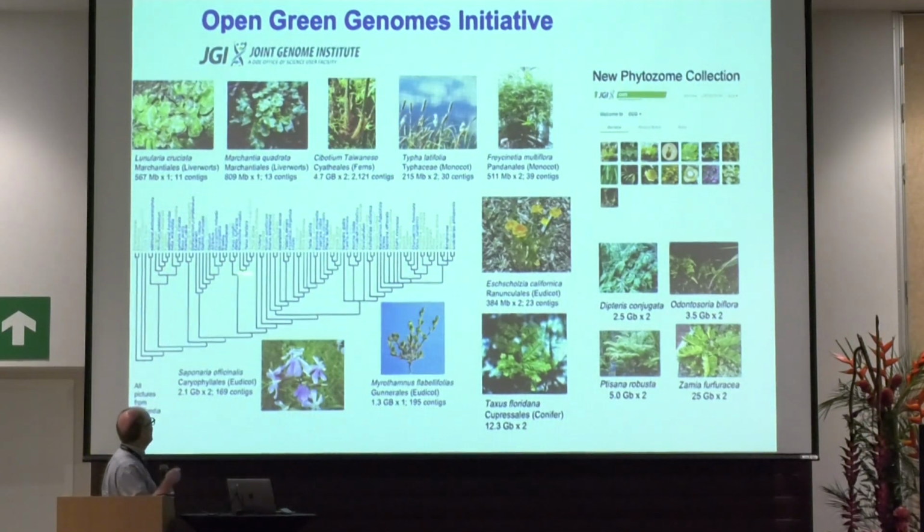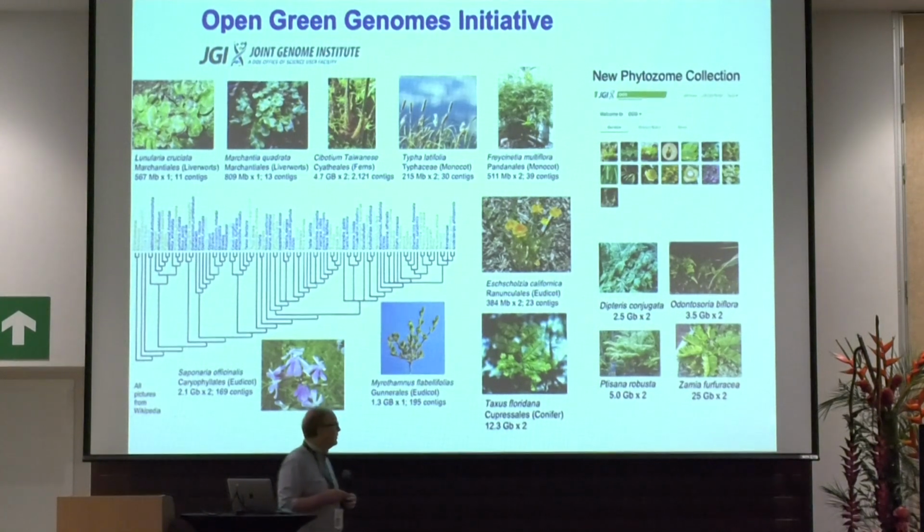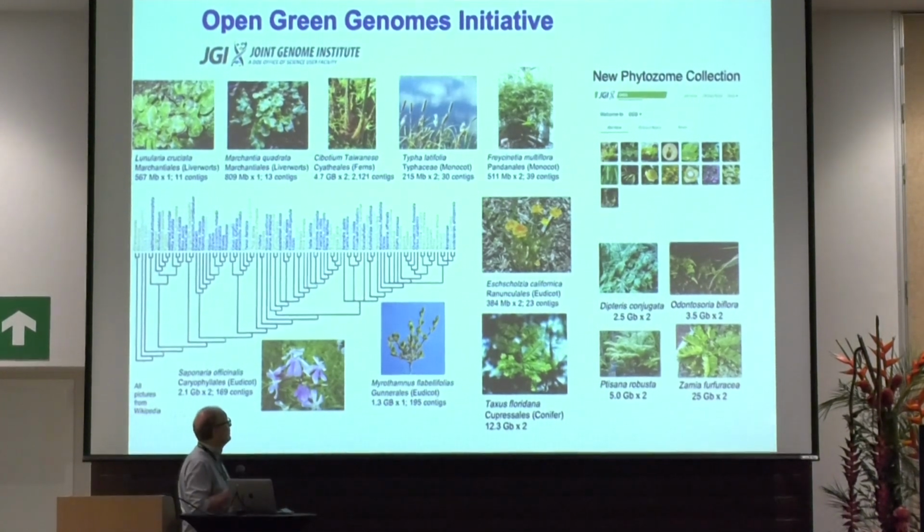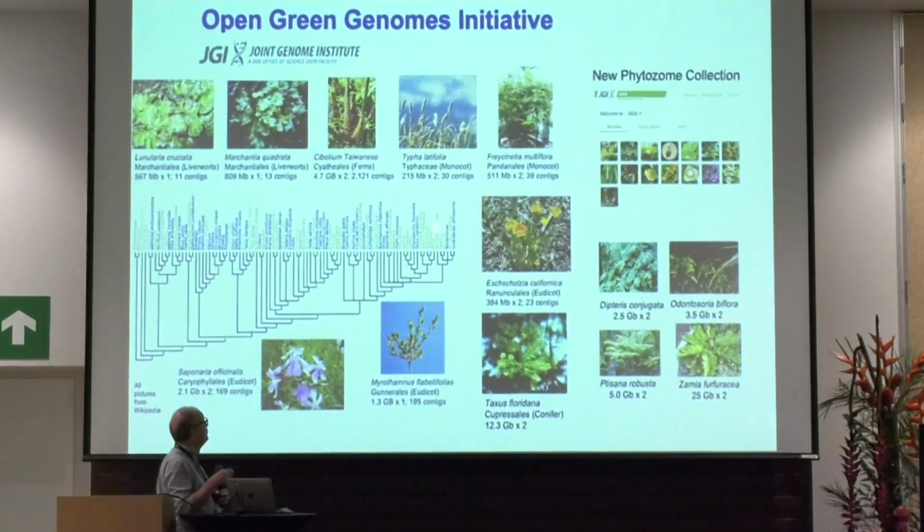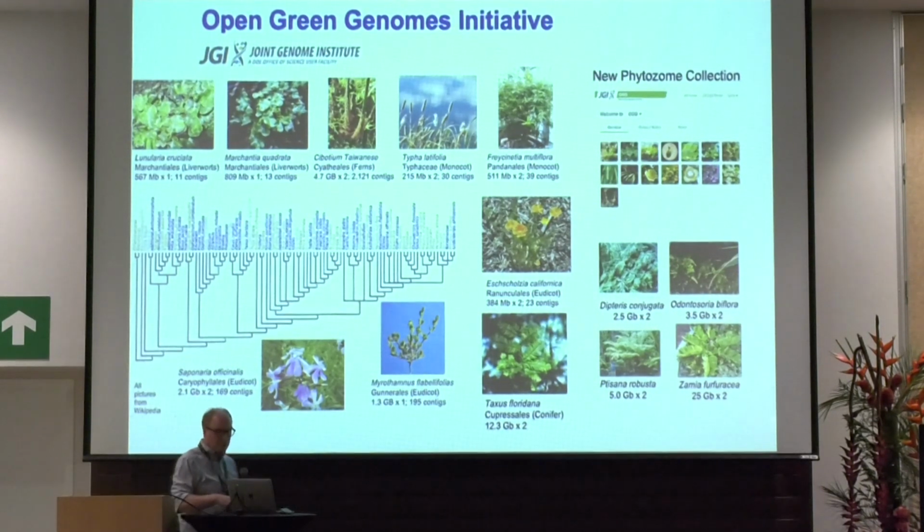On this tree, which is not really easy to see, I'll zero in on monocots, which you're most interested in. The tan parts are genomes that were available in the literature, high quality, chromosomal assembly genomes. In blue are the bits where Open Green Genomes wanted to add to fill in parts of this tree, including monocots.